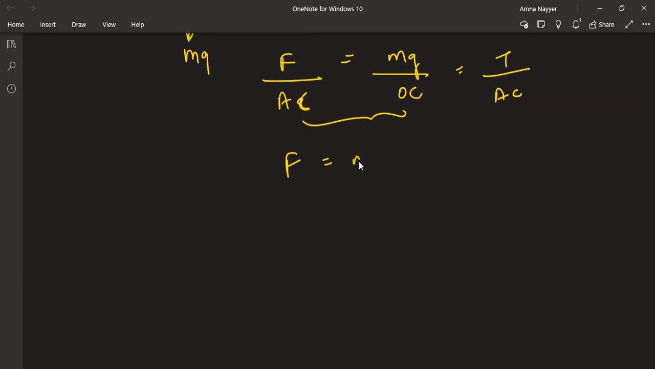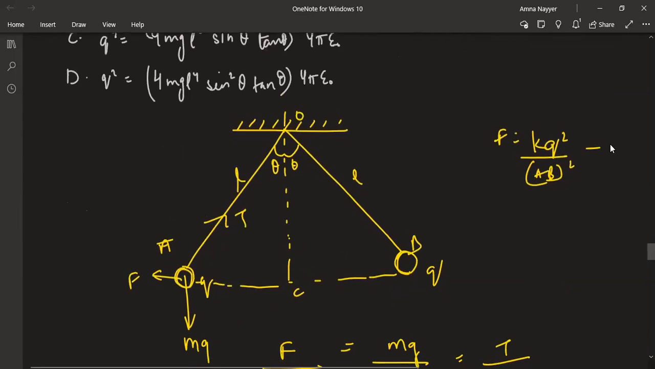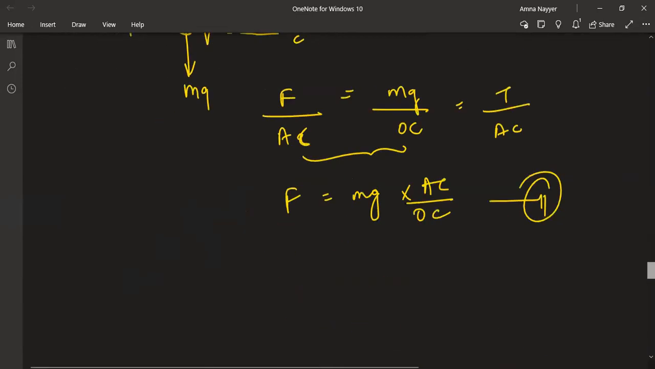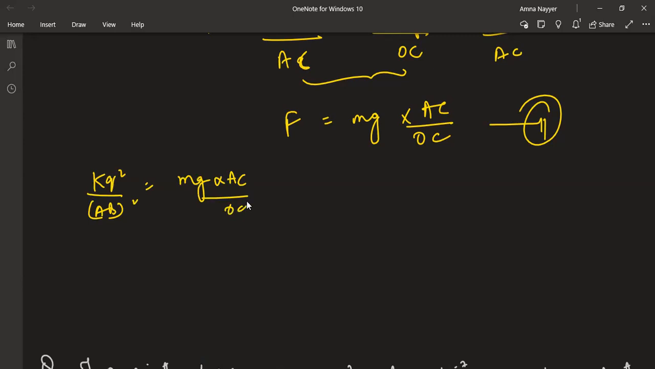So force will be equal to mg into AC divided by OC. All right, F is equal to mg into AC by OC. Now let's equate both the forces. This is the first force, and this is the second force. Equate 1 and 2. So if you equate 1 and 2, you will notice that kq square by AB whole square is equal to mg into AC by OC.